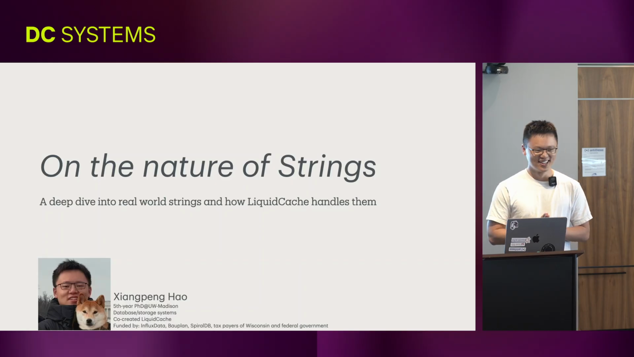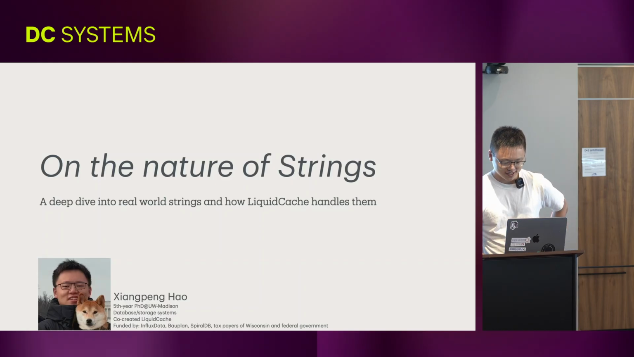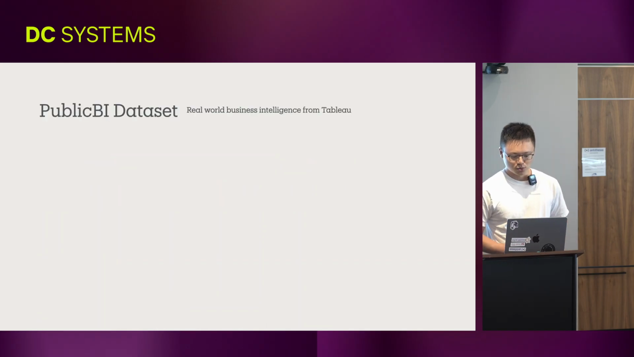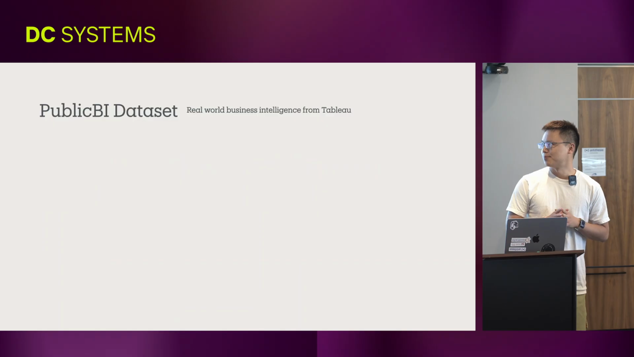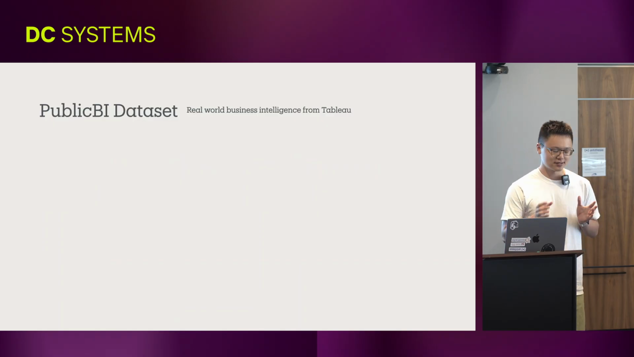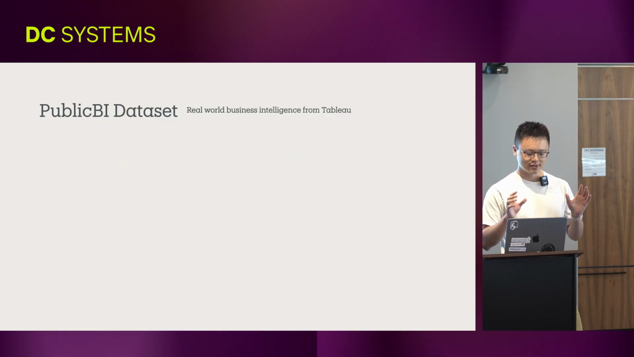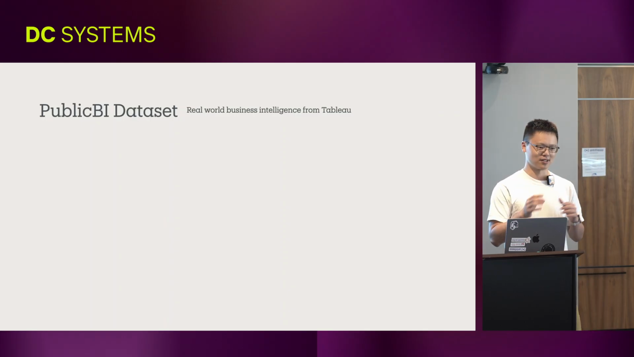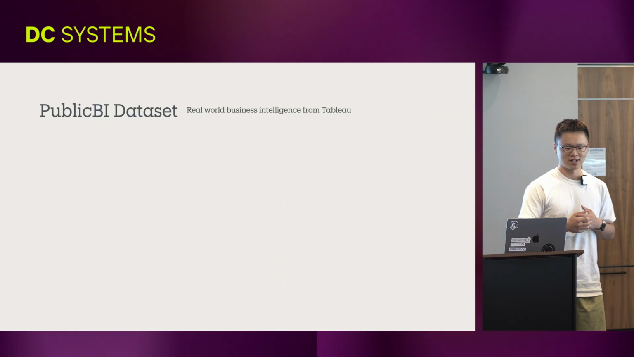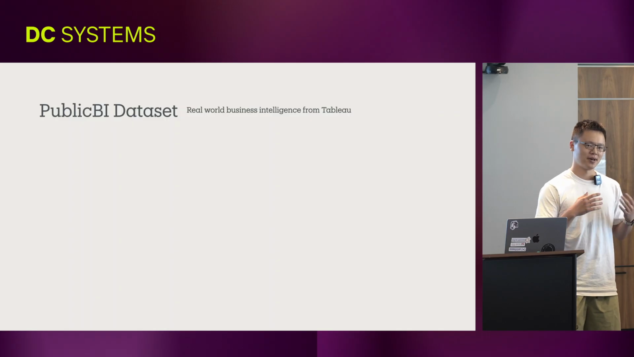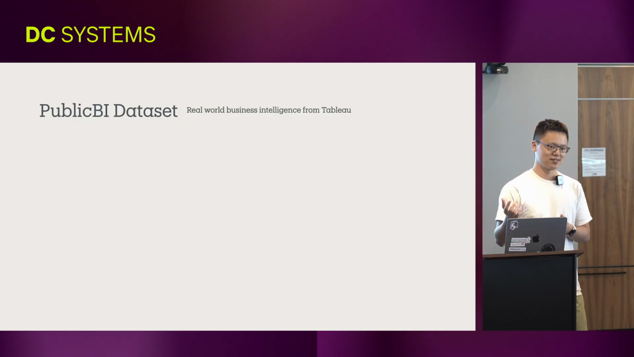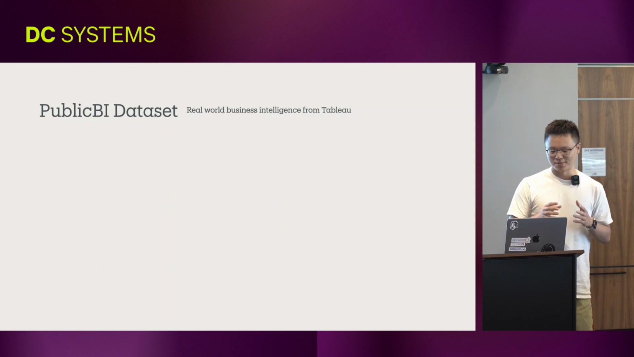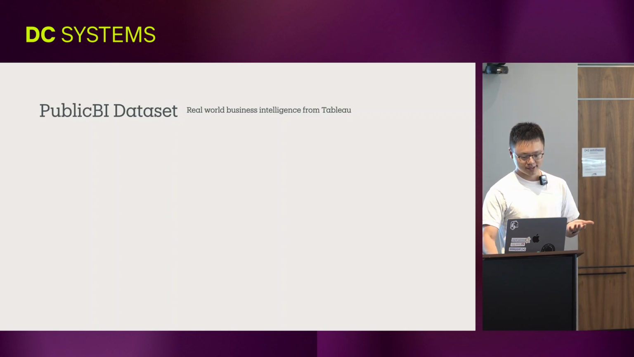Okay, so without further ado, let's talk about the nature of strings. We start with a public BI dataset from Tableau. It consists of real-world business intelligence data. For example, people often ask questions about how many users abandon their shopping cart after some time. Queries like this are business intelligence, so they are real data.